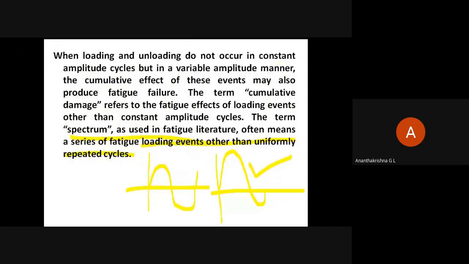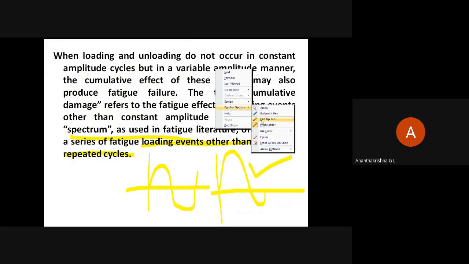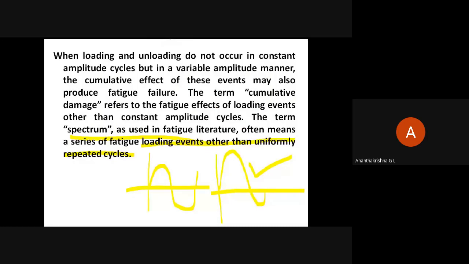Now, just note down the term. This often means series of events other than constant amplitude. Please note down the entire paragraph so that it will be there in your memory, and note down these two sketches also. This is the constant amplitude cycle, this is the variable amplitude cycle. Please note down both sketches.